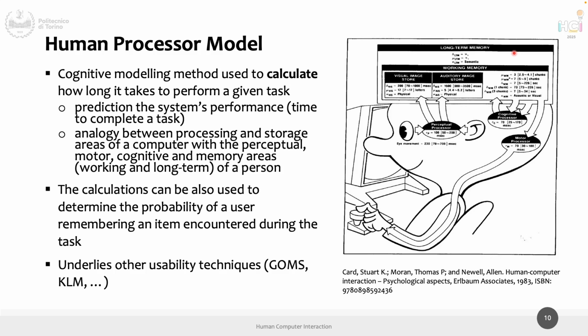So differently from the other, this is more specific. This is like numbers, calculation. The human processor model says, in a simplified way, that when you see something on screen, you have a unit, the perceptual processor, that on average takes 100 milliseconds to get the information.